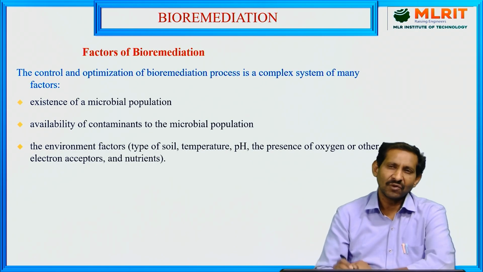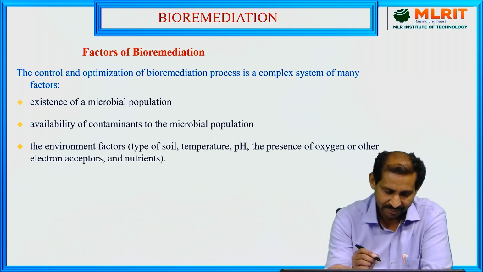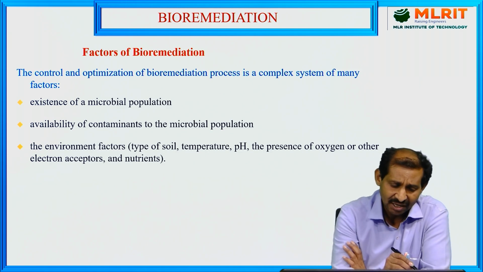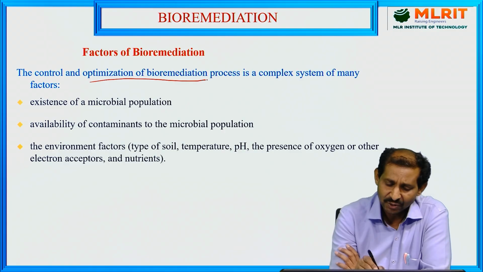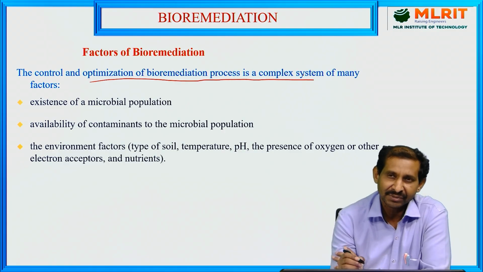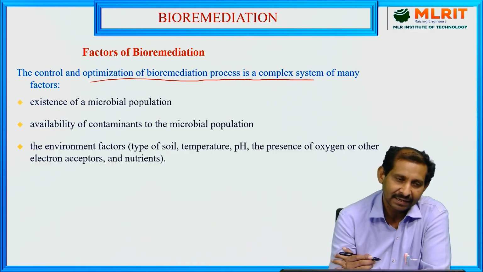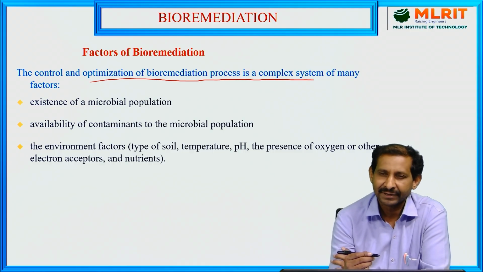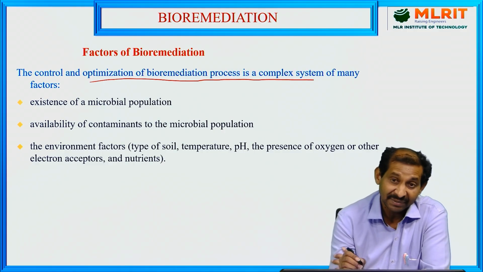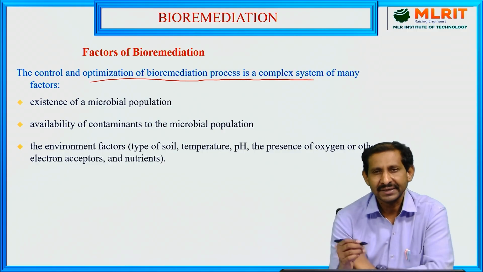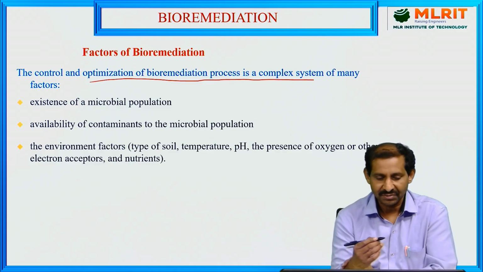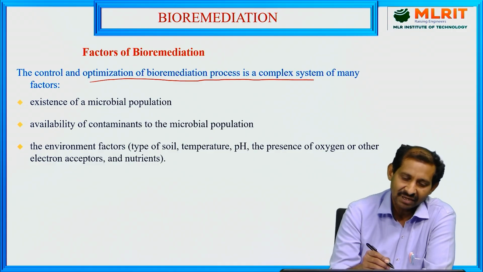Now, what are the factors involved in bioremediation? The control and optimization of the bioremediation process is a complex system. Why complex? Different types of pollutants and organic substances are available in different environments, whether water, soil, or air, and they are digested by the microorganisms, so it is not a simple system. Many factors are involved in bioremediation.